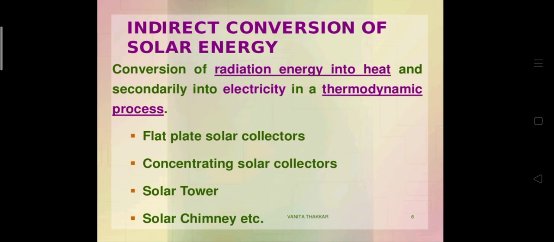Indirect conversion of solar energy: conversion of radiation energy into heat and secondarily into electricity in a thermodynamic process. They are flat plate solar collectors, concentrating solar collectors, solar tower, solar chimney, etc. These are the different types of indirect conversion of solar energy.